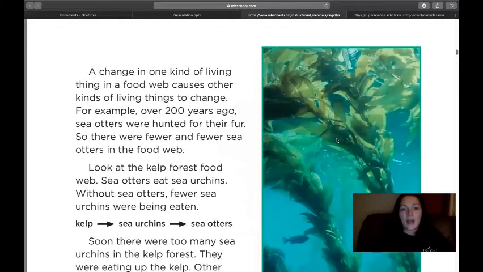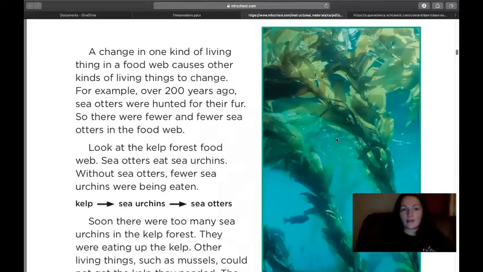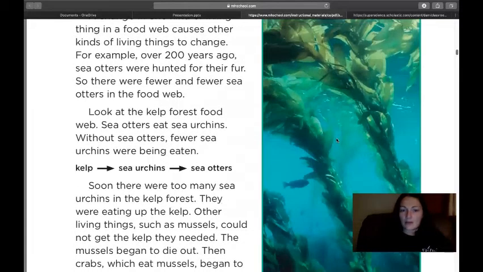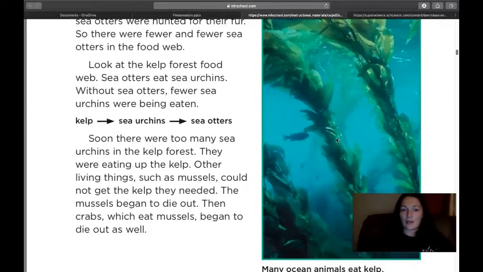Okay. A change in one kind of living thing in a food web causes other kinds of living things to change. For example, over 200 years ago, sea otters were hunted for their fur, so there were fewer and fewer sea otters in the food web. Look at the kelp forest food web. Sea otters eat sea urchins. Without sea otters, fewer sea urchins were being eaten.